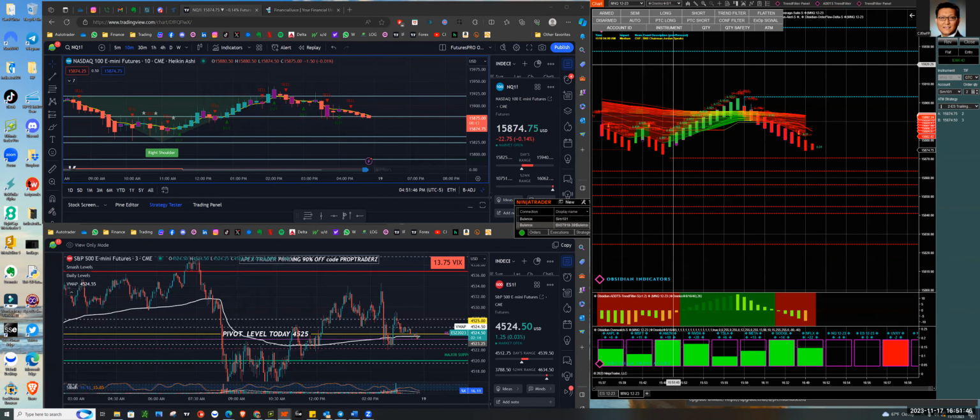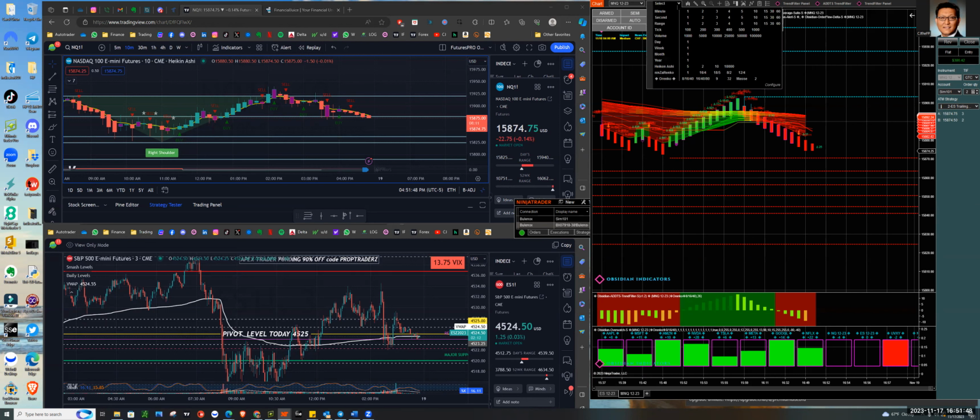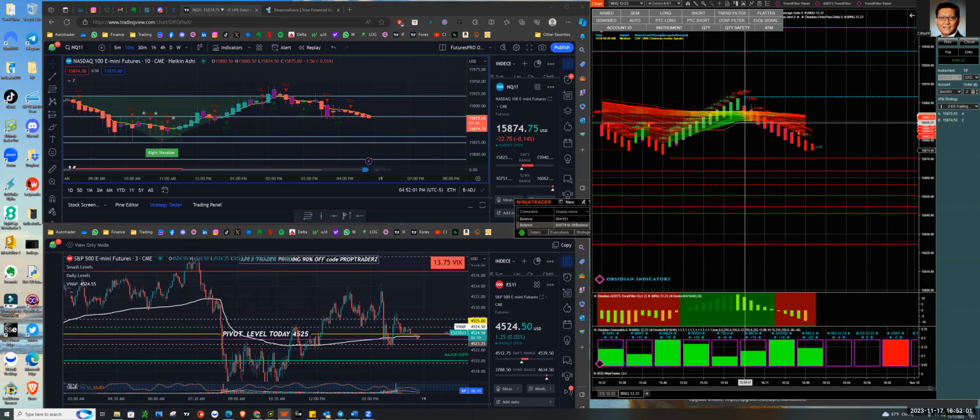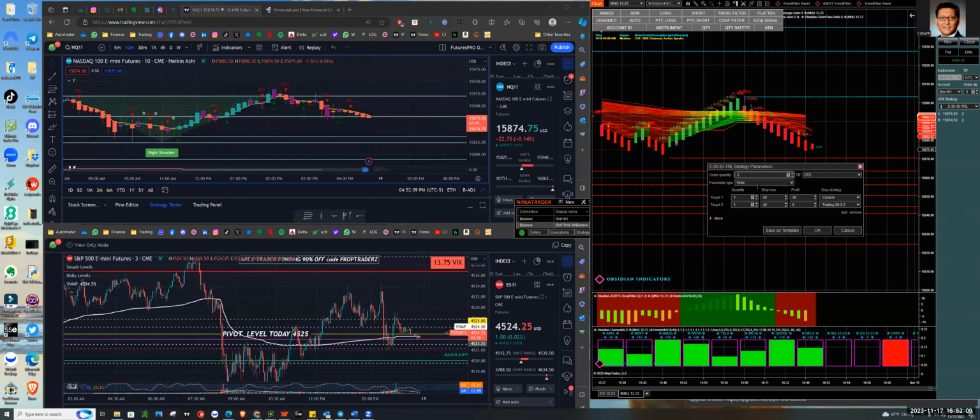Now for NQ or MNQ, the default is 16/40/80 right here. But today I was using the 8/16/40 as a basis for it, and I was using the 30 trail. So my stop is at 42 on each one.